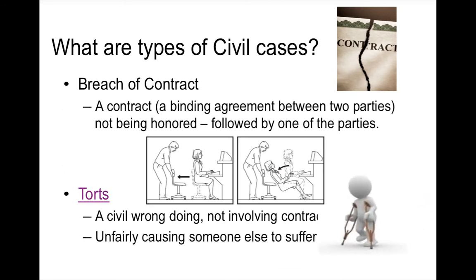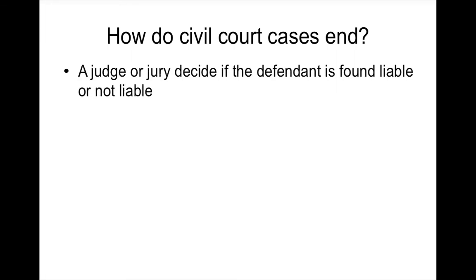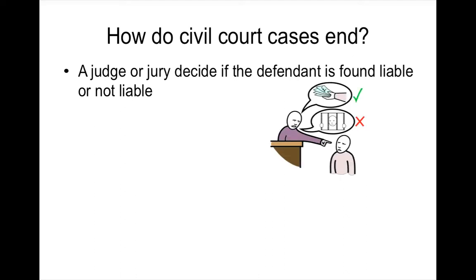All right? Okay. So now, how do civil court cases end? Now, when we were talking about criminal court cases, we were talking about if the defendant is found guilty or not guilty. Well, in civil court cases, a judge or a petit jury will decide if the defendant is found liable or not liable. Now, when we were talking about criminal court cases, you were punishable by jail time. Well, in civil court cases, your punishment is a fine, is money. Okay, you have to pay for damages.